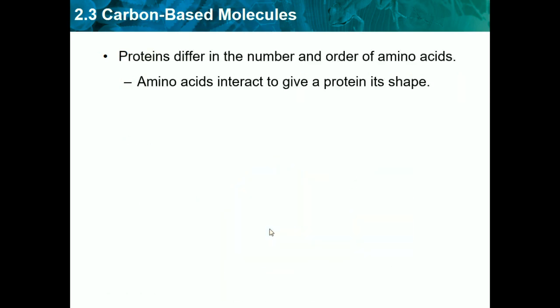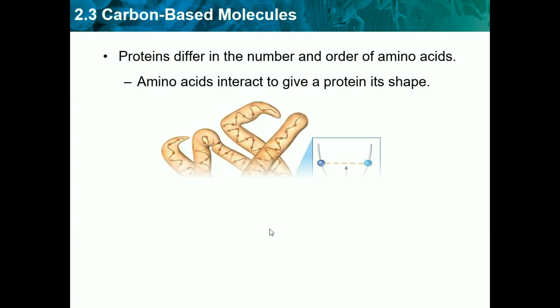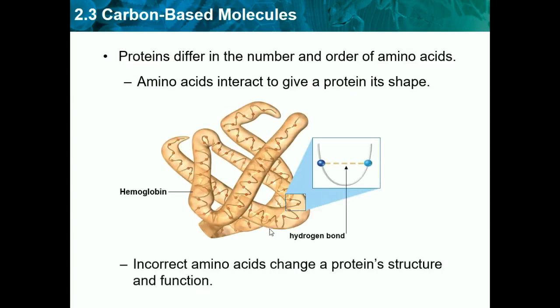So amino acids interact to give a protein its shape, which we learned about. So incorrect amino acids change a protein's structure and function. So if you add one or take away one or just switch around, the whole protein changes, the structure and function. This is just a picture of one. This is the hydrogen bond, and it shows how it makes it like that.